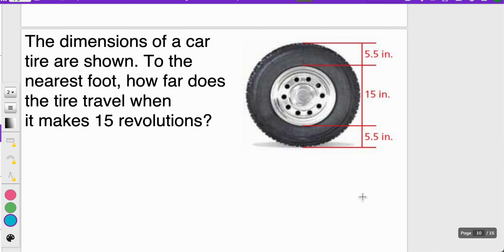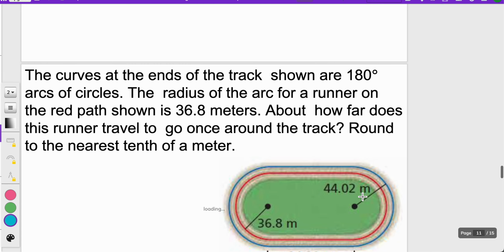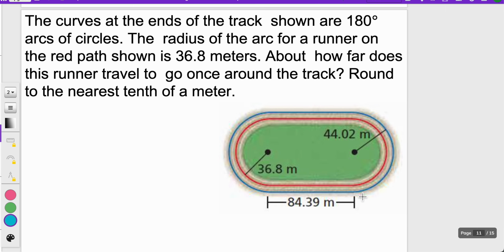The next thing we're going to look at is this example. It says the curves at the ends of the track are shown in 180 degrees arc of circles. The radius of the arc for a runner on the red path shown is 36.8 meters. About how far does the runner travel to go once around the track, round the answer to the nearest tenth of a meter? So what we want to look for here is, maybe think about this as like 2 semicircles.